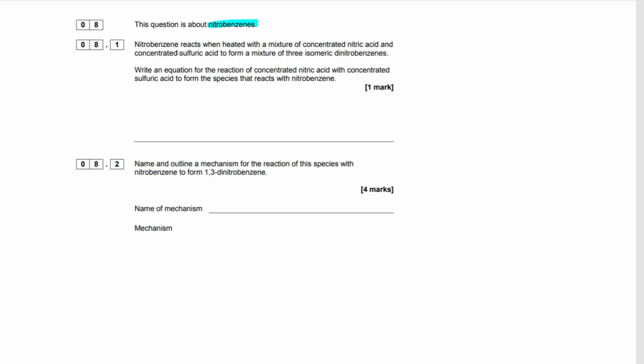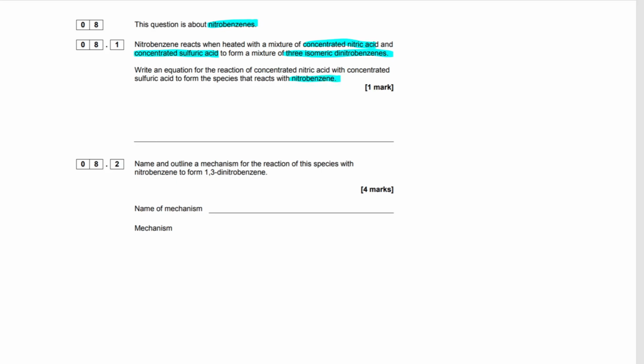Nitrobenzene is what this question is about. Nitrobenzene reacts when heated with a mixture of concentrated nitric acid and concentrated sulfuric acid to form a mixture of 3 isomeric dinitrobenzenes. Write an equation for the reaction of conc HNO3 with conc H2SO4 to form the species that reacts with nitrobenzene.